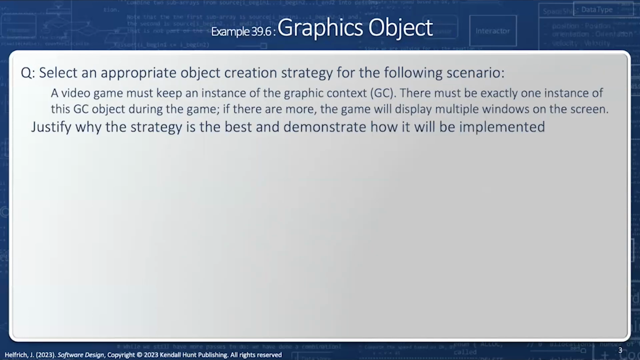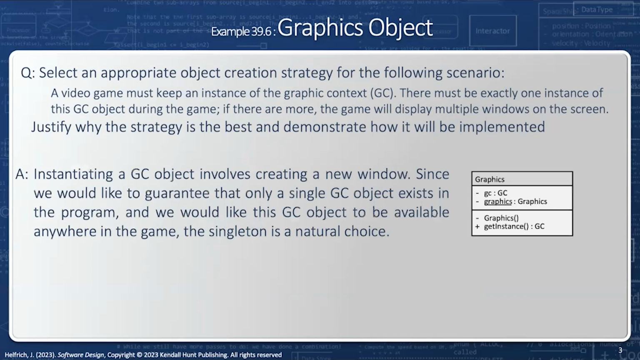Here's an example. I have a video game that must keep an instance of the graphic context, the GC. There must be exactly one instance of the GC object during the game. If there are more, then I'll have multiple windows and things will not work right. Now, of course, what I could do is create an instance of the graphic context object in main and then pass it to virtually every function in the entire program. Oof, that sounds like a lot of work and is probably not the most efficient way to do it.